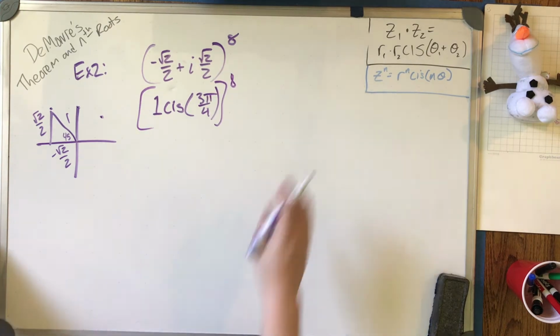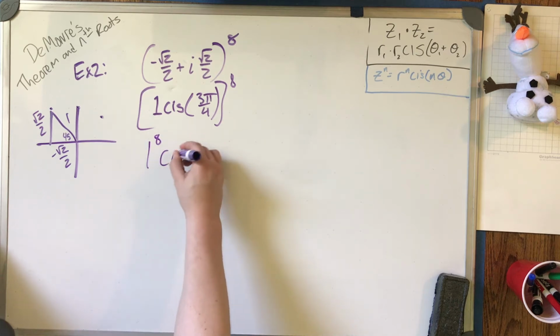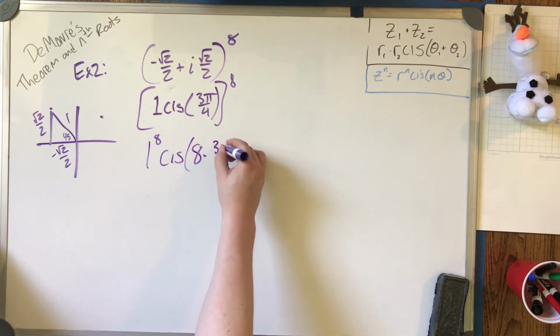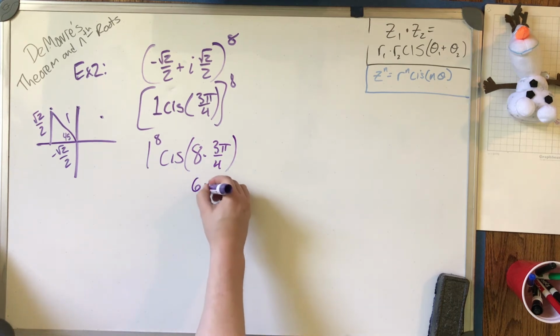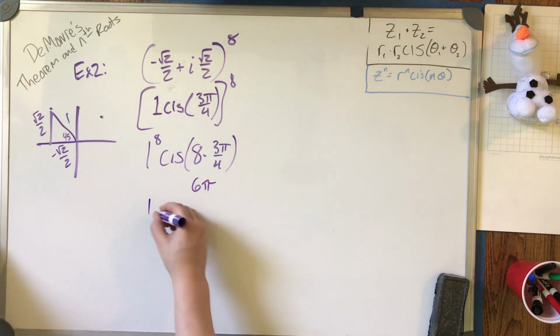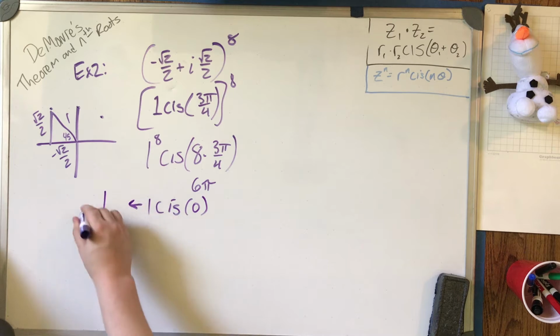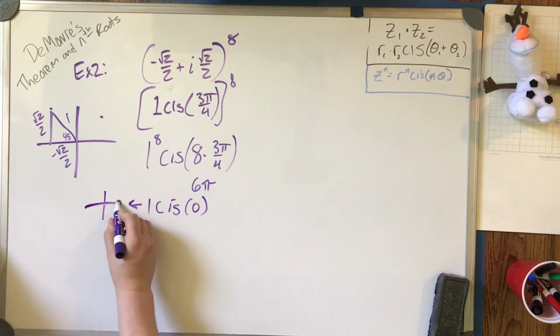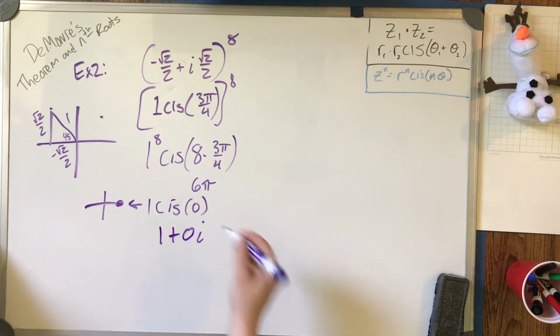And now if I just apply DeMoivre's Theorem, I'm going to get 1 to the 8th power, cis 8 times 3 pi over 4. This inside here is going to reduce to 6 pi, which is coterminal with 0. Okay, so this is really just saying 1 cis of 0. So if I graph this in standard form, that's an angle of 0, and it's going out 1. So it's right there. So this is actually 1 plus 0i.